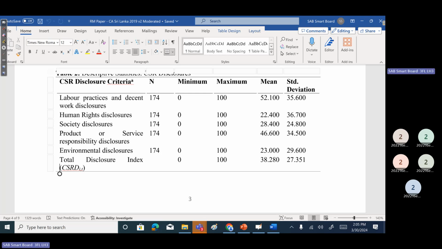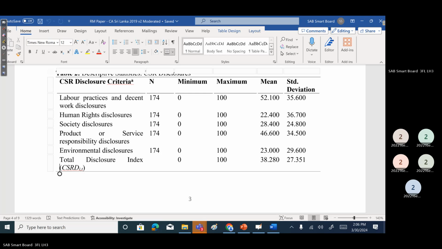Total disclosure index is only 38.28 out of 100. On average, Sri Lankan companies disclose only 38%. Do you think that's a good amount? Not at all. On the GRI index from 0 to 100, the maximum score would be 100, and they are disclosing only 38 points. There's also a huge variation, 27 plus or minus from 38. So that's one aspect you can cover.